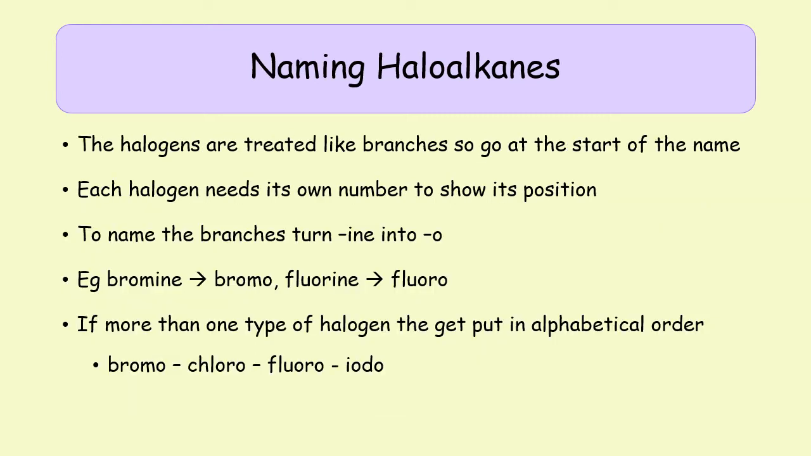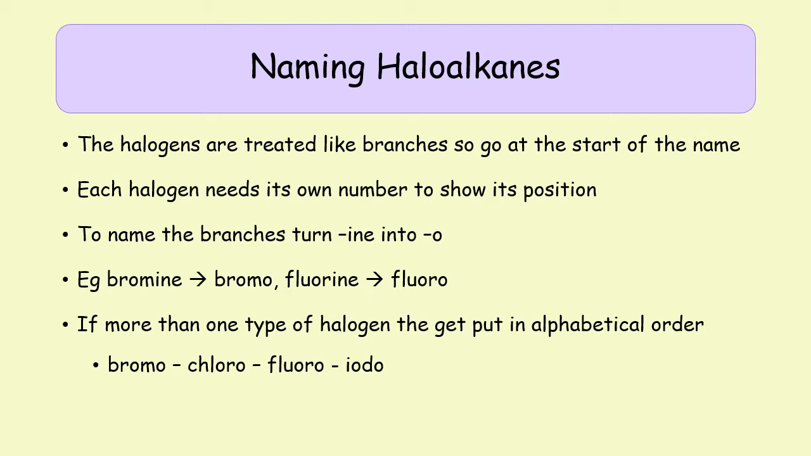Each halogen on a chain needs its own number to show its position. When you're naming the halide branches, all you do is take the name of the halogen and turn the -ine into an -o. So bromine becomes bromo, fluorine becomes fluoro, etc. You've got to remember that this is different to when halogens are bonded on a transition metal complex, where you change their name from bromine to bromido. It's just an -o when it comes to organic molecules, so there is a difference.